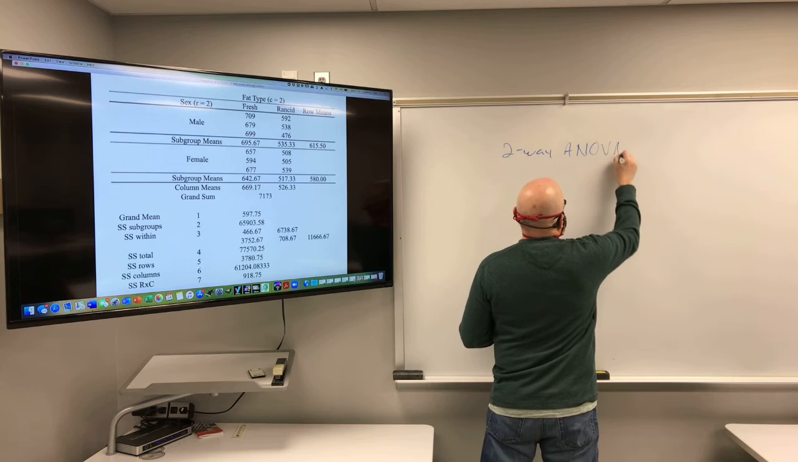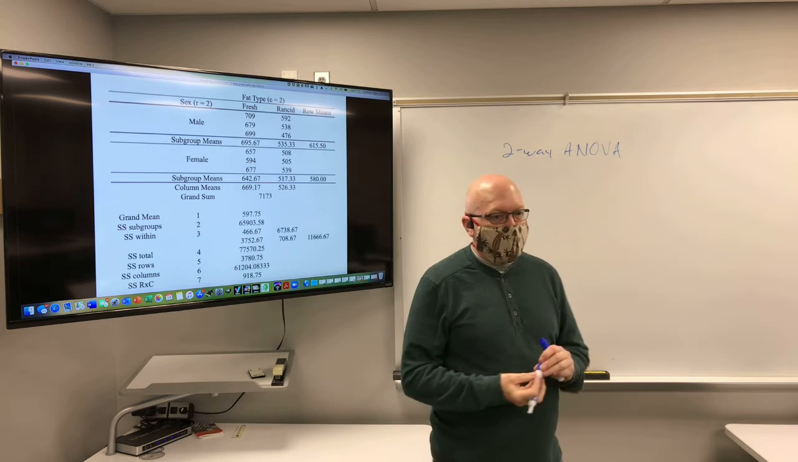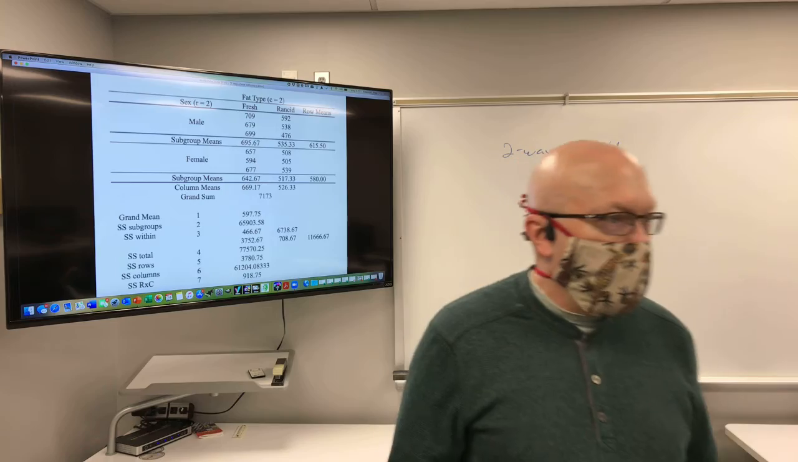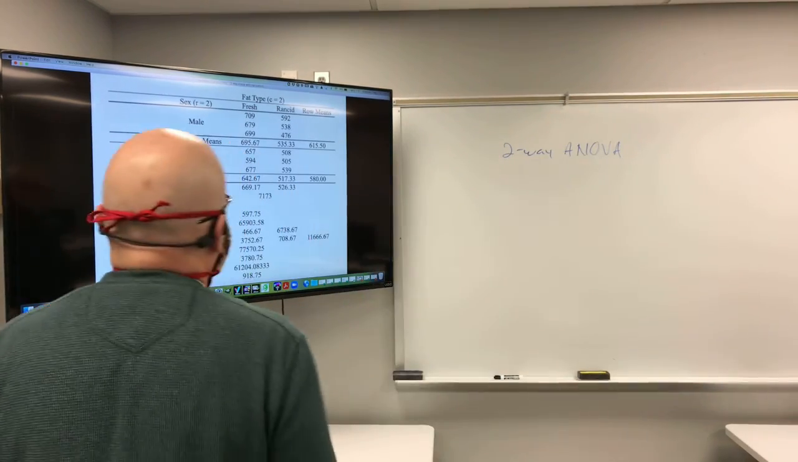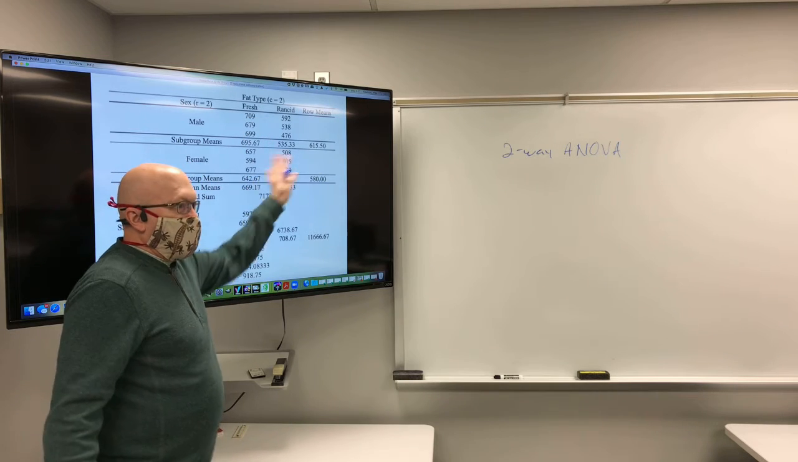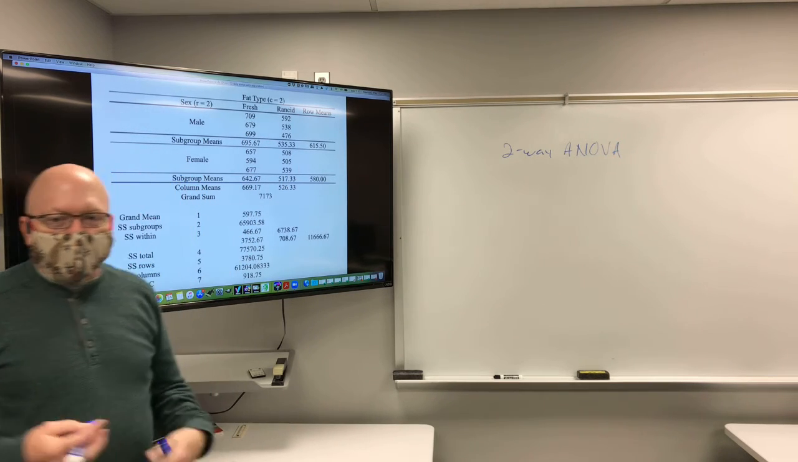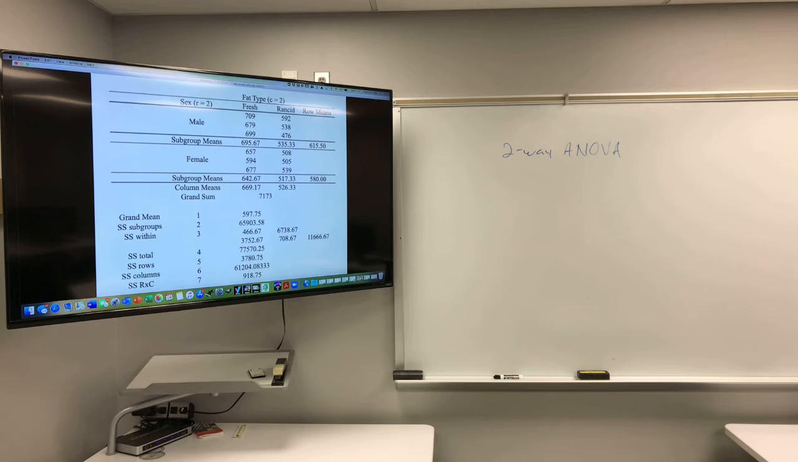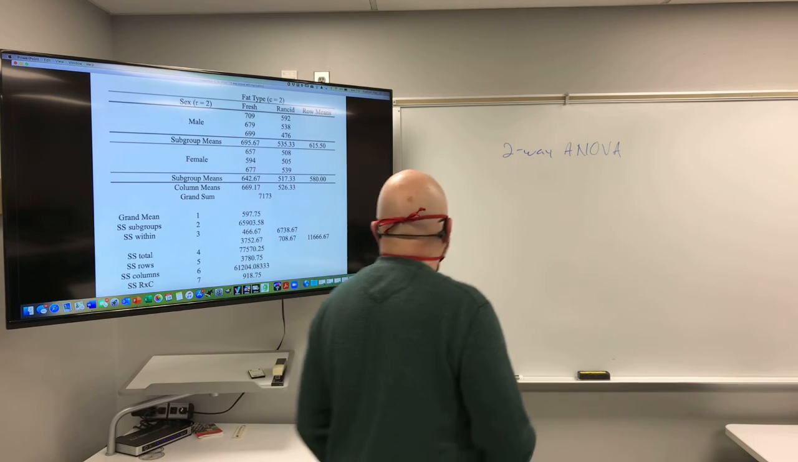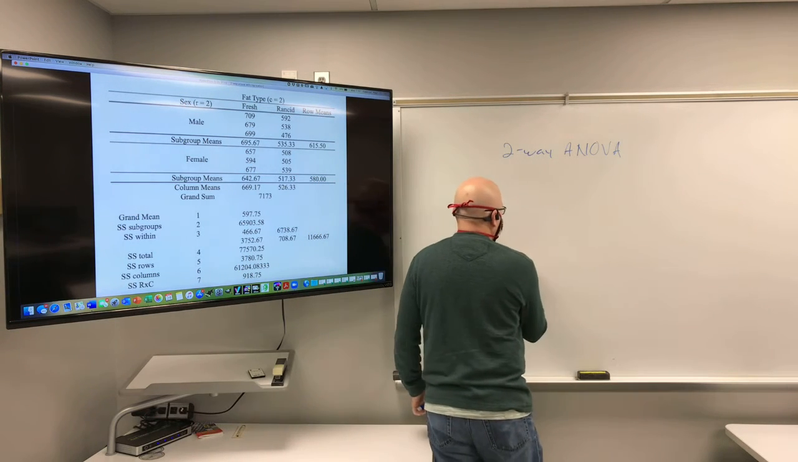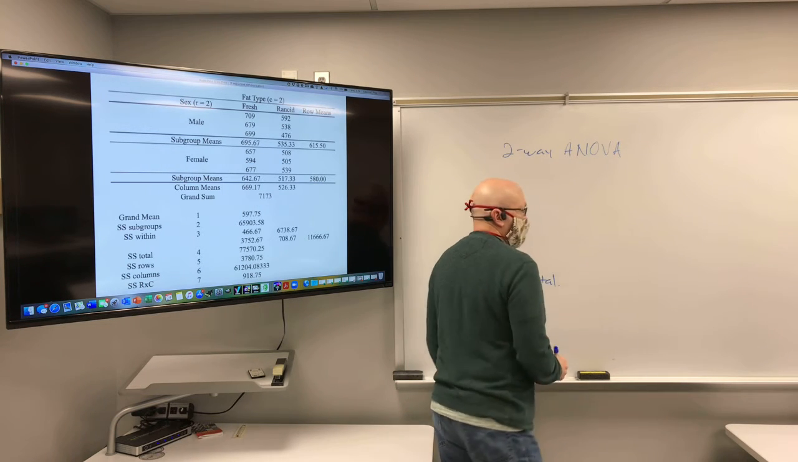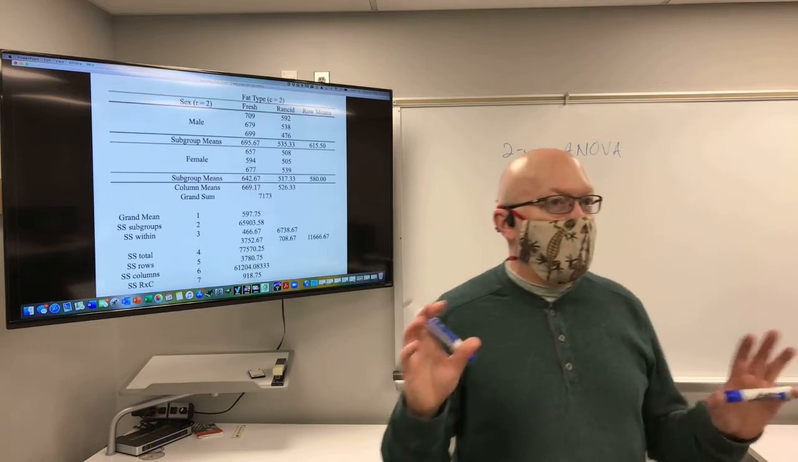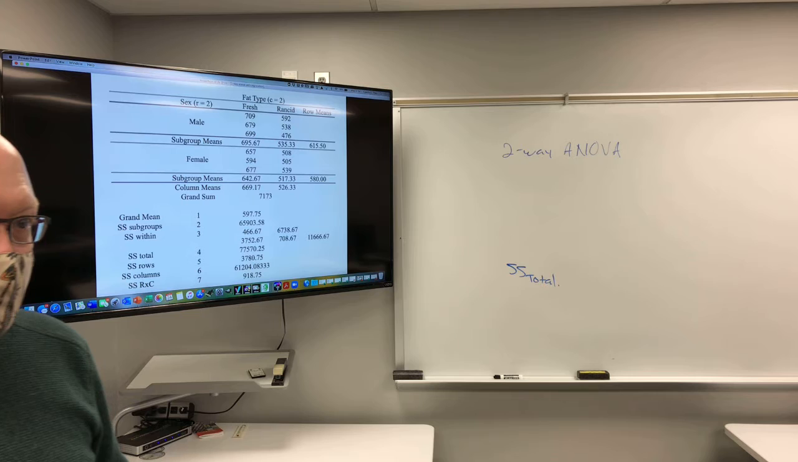In many ways, it's just like a one-way ANOVA, except that the calculations are a little more complicated because you now have 2 factors that you have to think about rather than 1 factor. In this particular example, we have rats that were fed 2 types of fat, and then we're looking at their growth, and so their weight gain, essentially. And so we can begin by calculating the sum squares total.